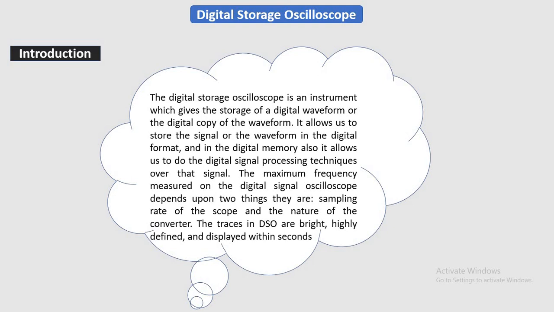It digitizes the input signal in order to have subsequent digital signals. The input is stored in digital memory in the form of 0 and 1. This stored digitized signal is then viewed on the CRT screen after signal reconstruction in analog form. Here, the digital copy of the input waveform is stored and further analyzed using digital signal processing techniques. The maximum frequency that can be measured using a digital oscilloscope basically depends on the sampling rate and the nature of the converter.